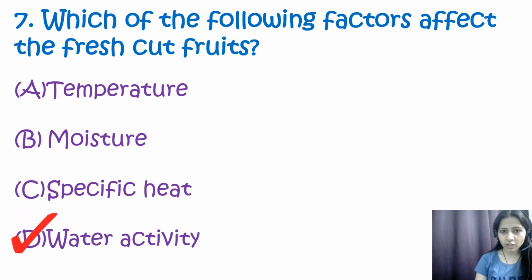So the quality of the fresh cut fruit is affected by several factors. These factors can include temperature, moisture and water activity. These factors also influence the physiology and the quality of the fresh cut produce. But over here the most appropriate one will be the water activity, as it directly affects the fresh cut fruits. So over here option number D, that is water activity, is the correct answer.